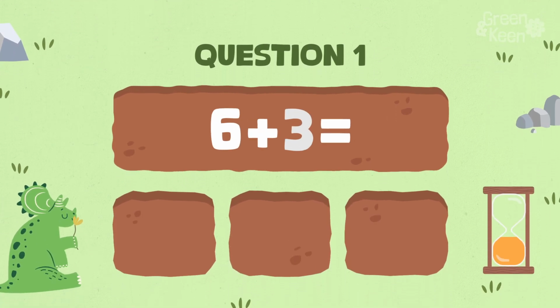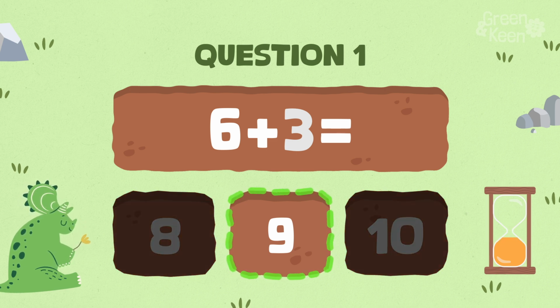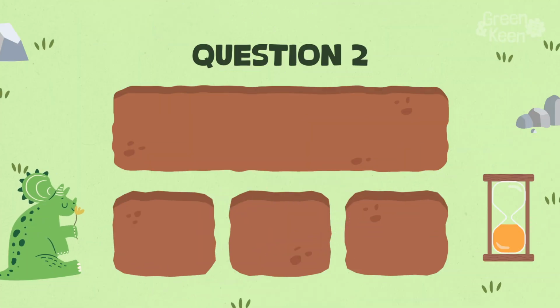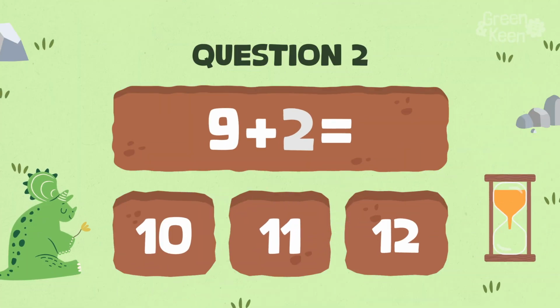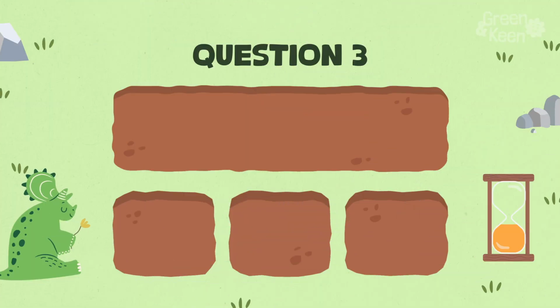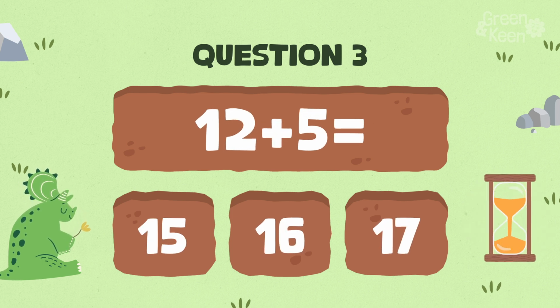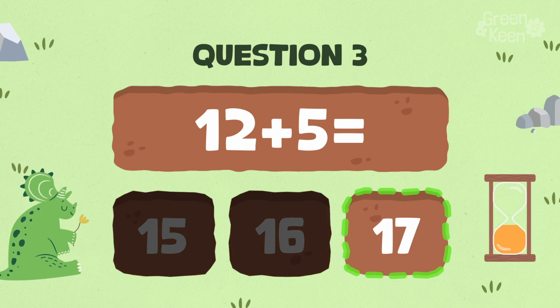Question number 1, 6 plus 3 equals... The answer is 9. Question number 2. 9 plus 2 equals... The answer is 11. Question number 3. 12 plus 5 equals... The answer is 17.